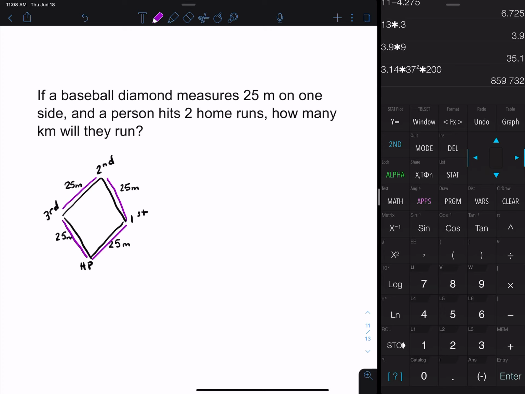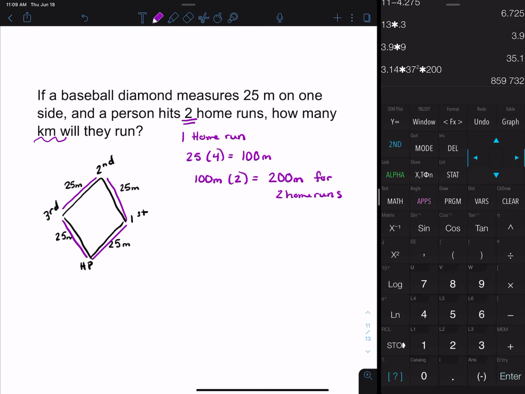So they're telling us that this person hits 2 home runs. So if we think about 1 home run, they're going that 25 meters 4 times. So they're running 100 meters for each home run. But they're hitting 2 home runs, so I'm going to take that 100 meters and multiply it by 2. And find that it's 200 meters run for 2 home runs. But they didn't ask us how many meters will they run. The question they asked is how many kilometers will they run.